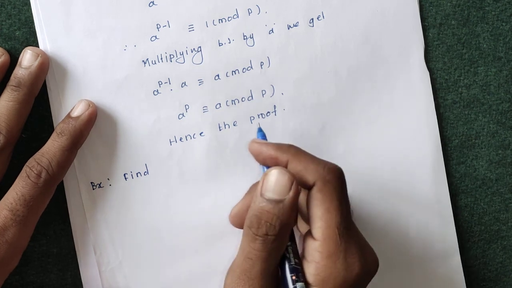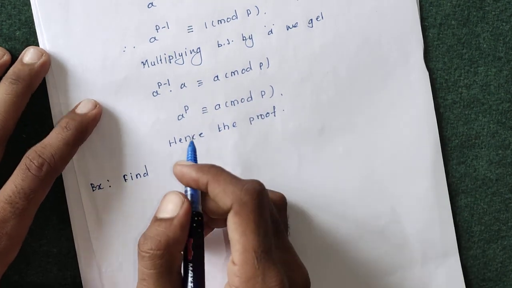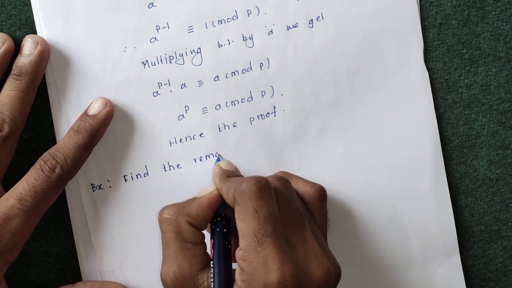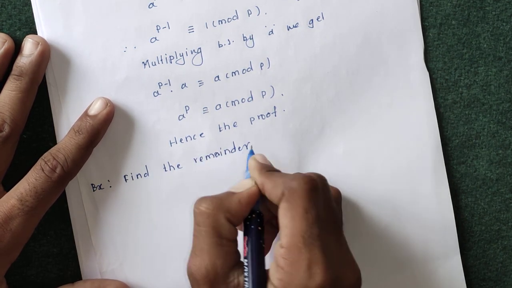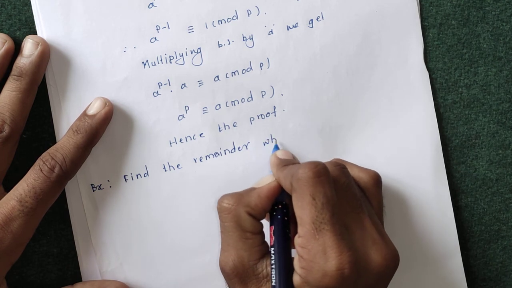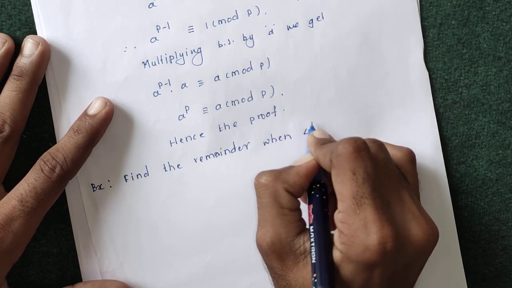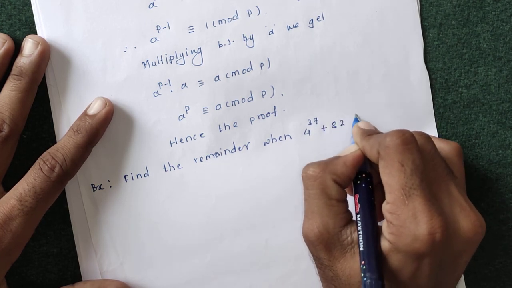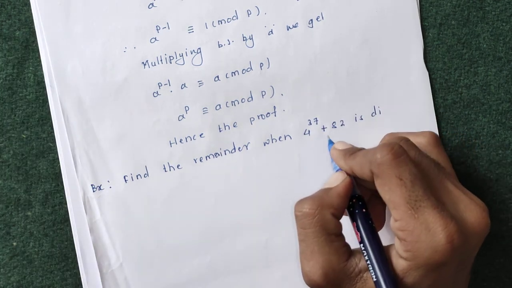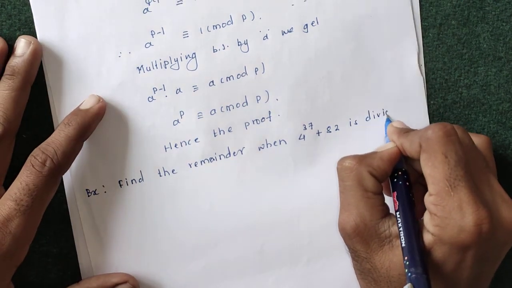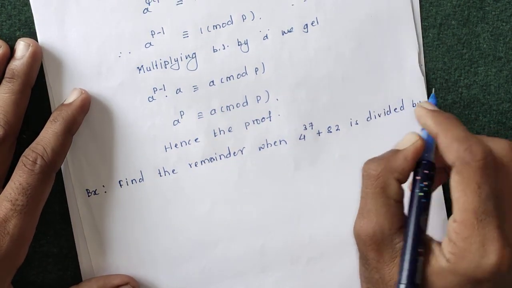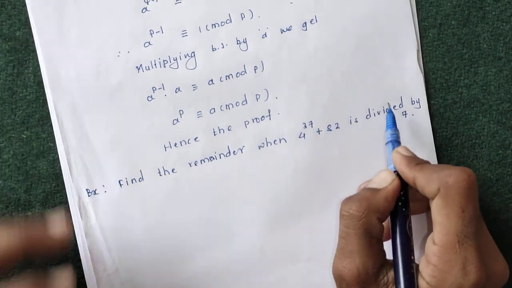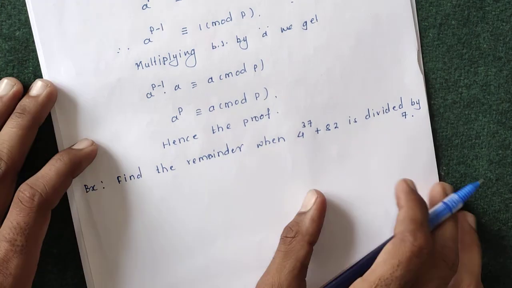Examples on Euler's generalization of Fermat's theorem and Fermat's theorem. Find the remainder when 4 raised to 37 plus 82 is divided by 7. If you divide this number by 7, what will be the remainder that we are going to find?